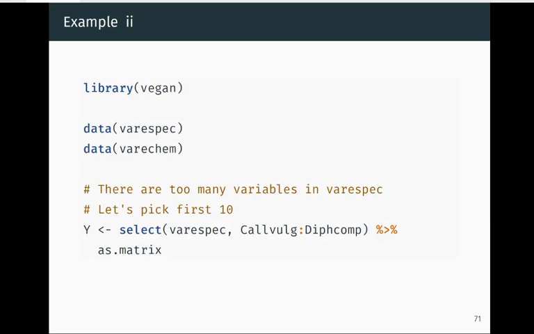The data is available in the vegan package. Next we import the data sets, varespec and varechem. As I mentioned, there were too many variables in varespec. There were 44 variables, but we only have 24 observations. And so we'll pick the first 10, the first one being Callvulg, and the 10th one being Diphcomp. And so Y is going to be a matrix with 24 rows and 10 columns.